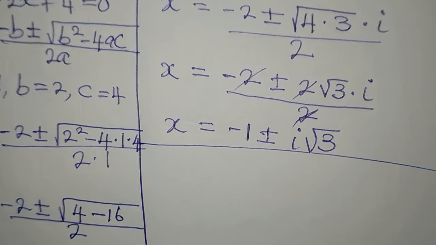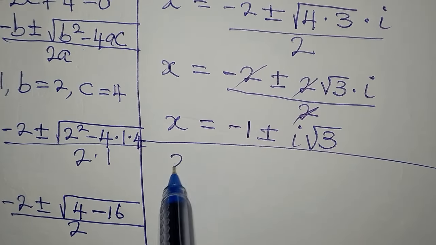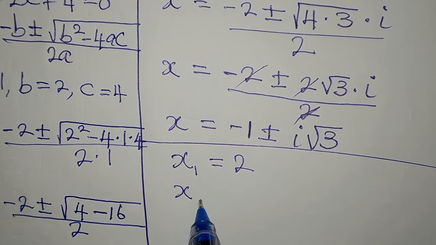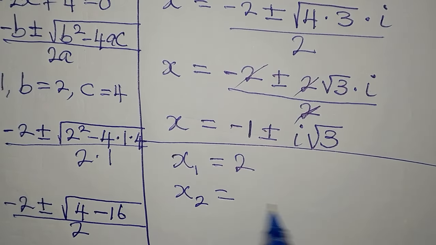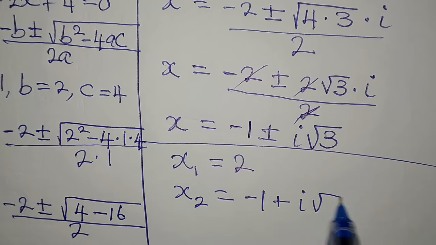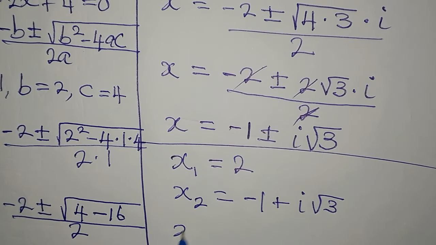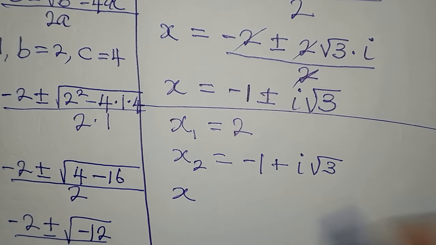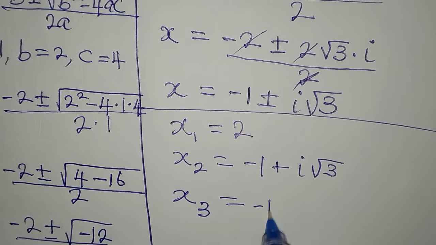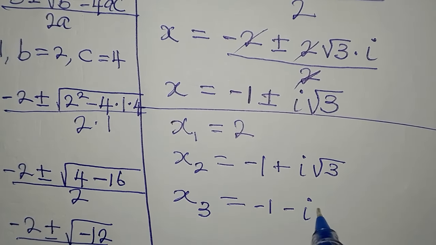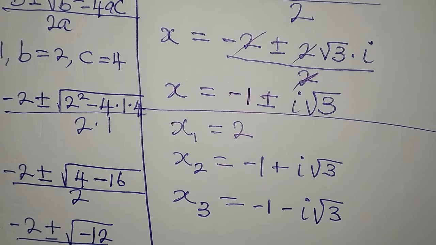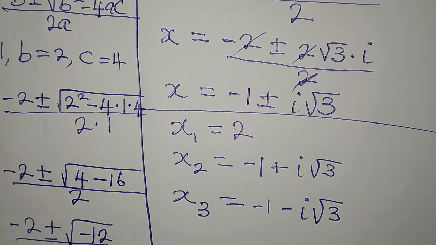Let's bring the three solutions together. We got x1 before, which is equal to 2. Then we have x2 from here, which is minus 1 plus i root 3. Then we have x3, which is equal to minus 1 minus i root 3. Okay, so these are the three solutions to the equation.